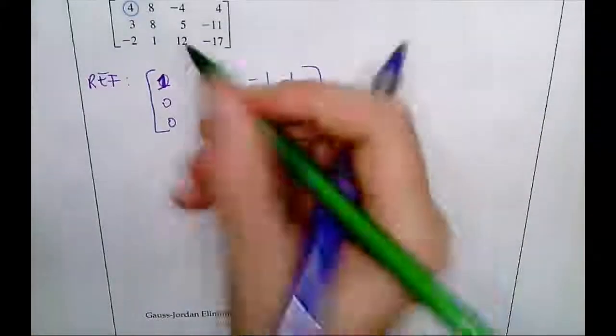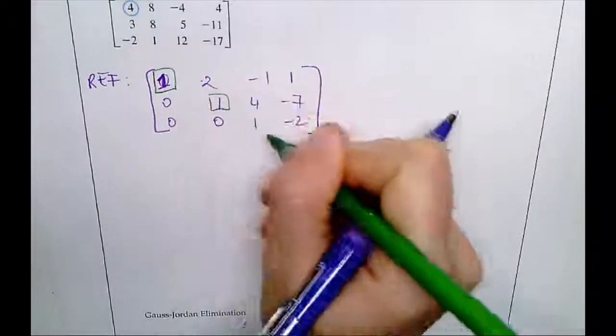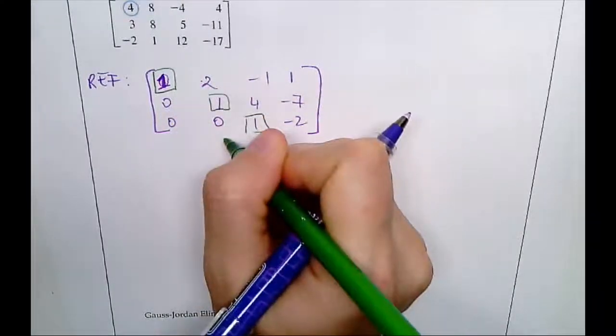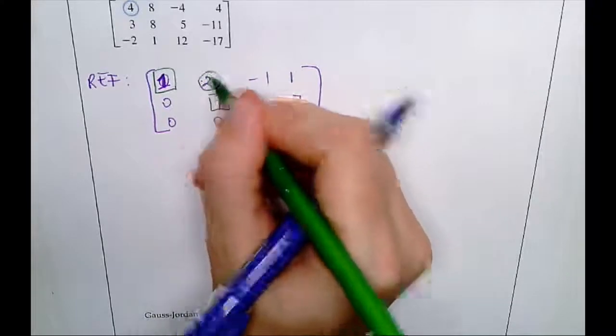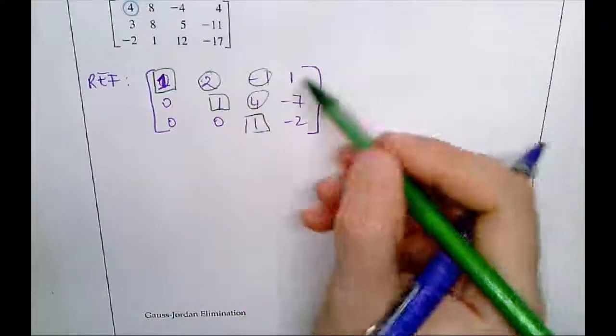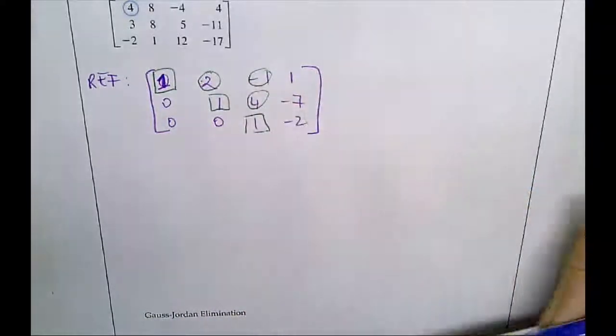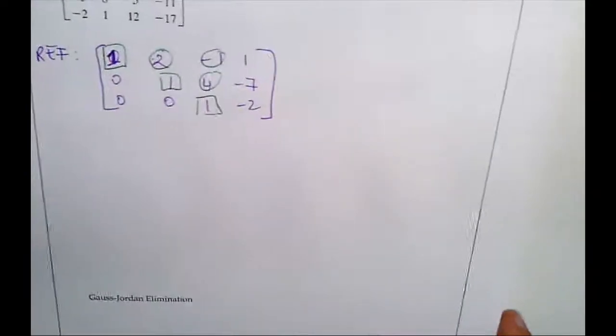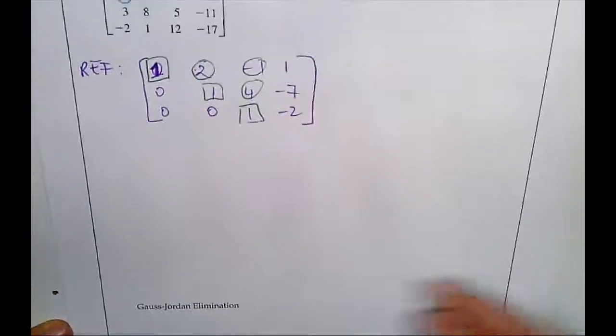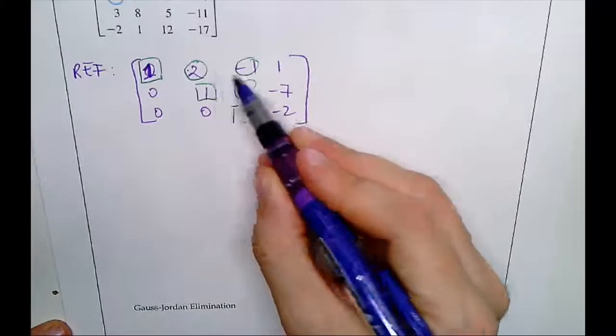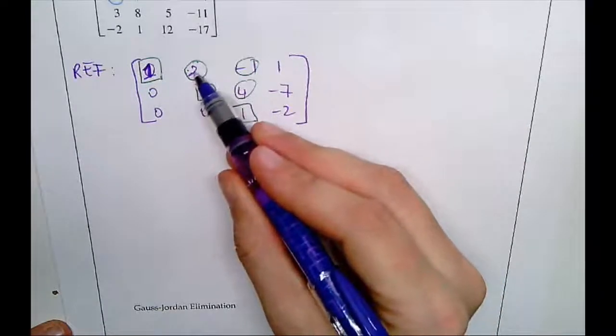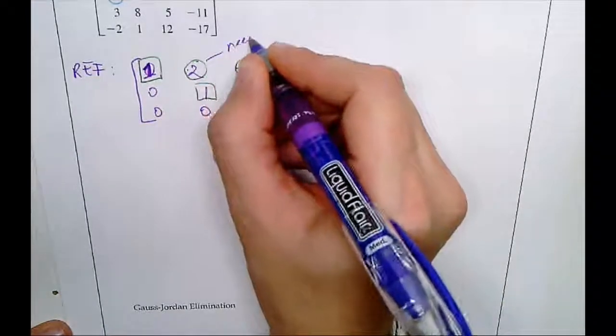So I have my leading entries right here with zeros below them. If I make this a 0 and this a 0 and this a 0, then I'm going to get the reduced row echelon form. So now if I want to make this 2 a 0, it needs to be 0.